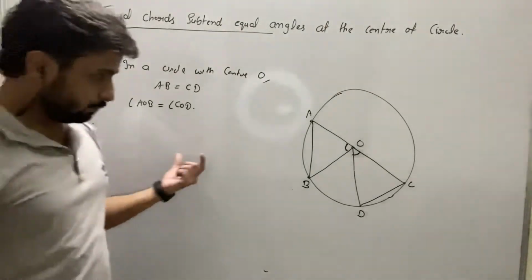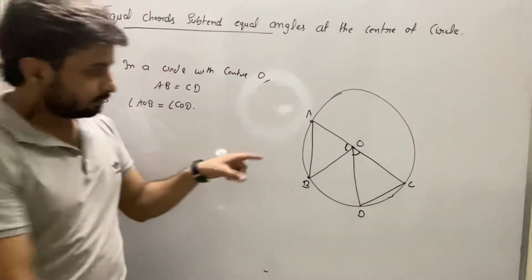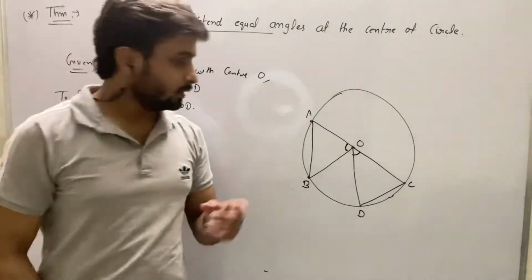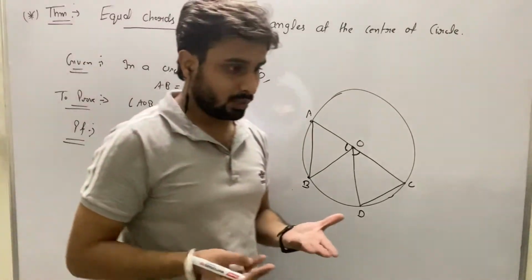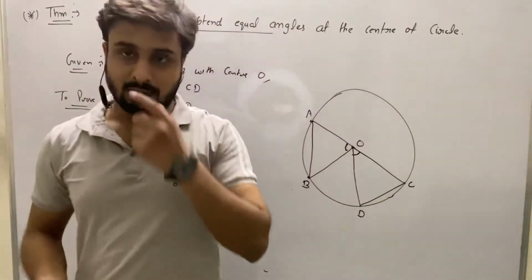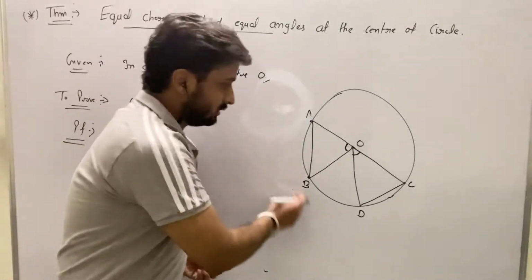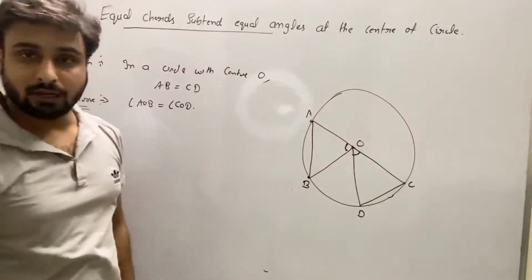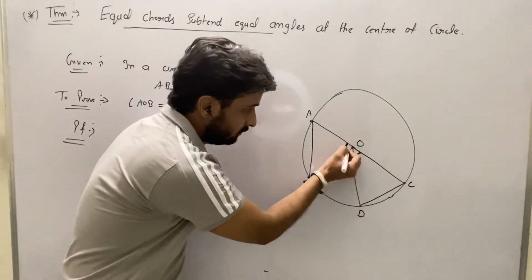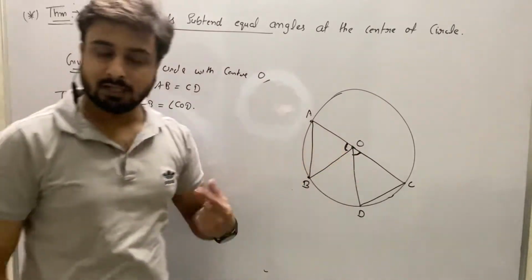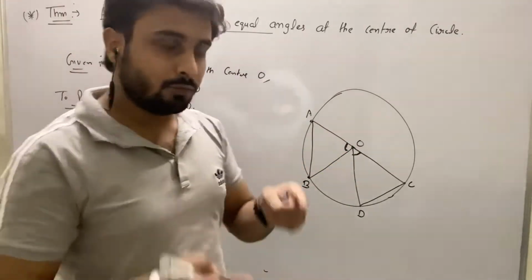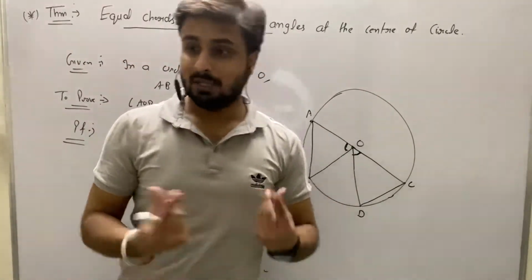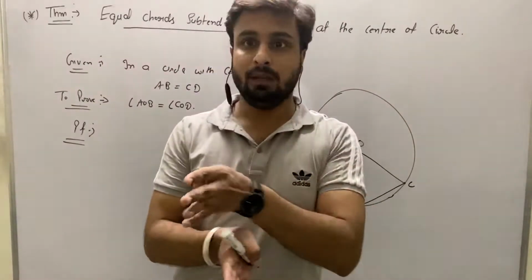You must be familiar with the term congruency. We'll prove this theorem by congruency. What is congruency? Two triangles are congruent if they have the same length of sides and the same angles. You can see that two triangles are being formed inside this circle. If I prove these triangles are congruent, then by CPCT these angles will be equal. CPCT means corresponding parts of congruent triangles. If two triangles are congruent, then all their sides and all their angles will be equal.